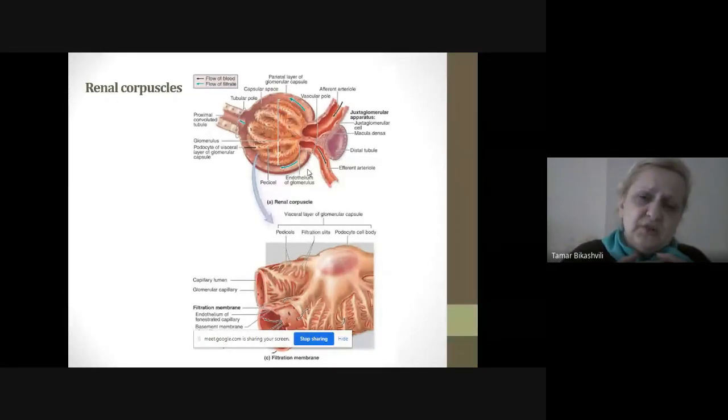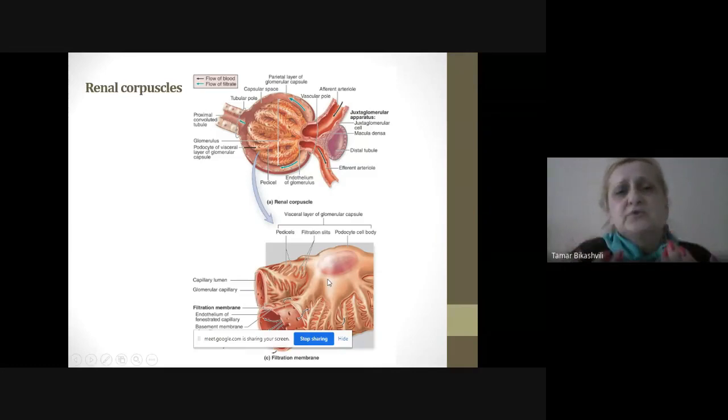So the visceral layer is the layer with very interesting cells. These cells are the podocytes. And the outer layer, the surface layer, the parietal layer, this is the covering layer, and here are located flat cells, squamous cells.